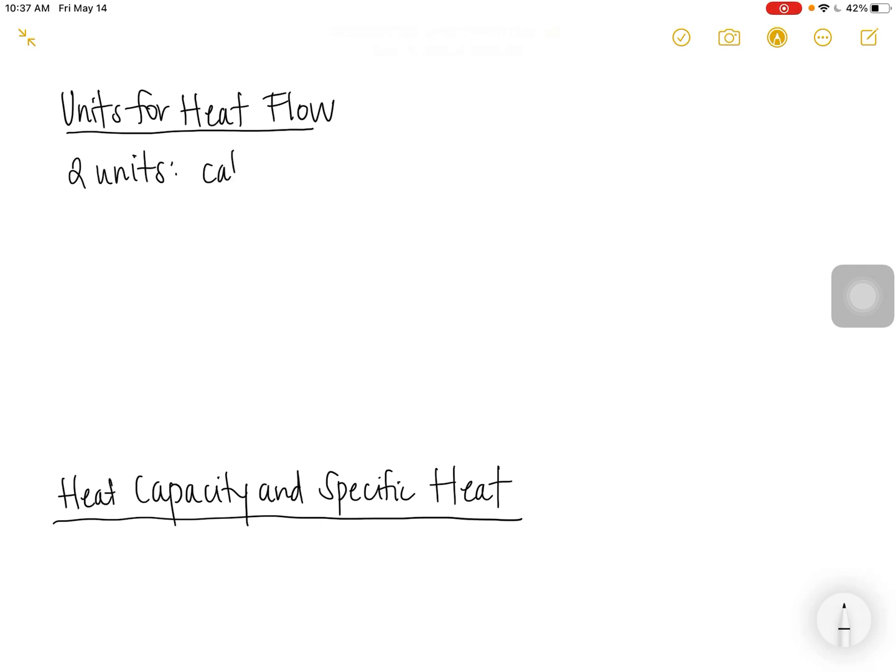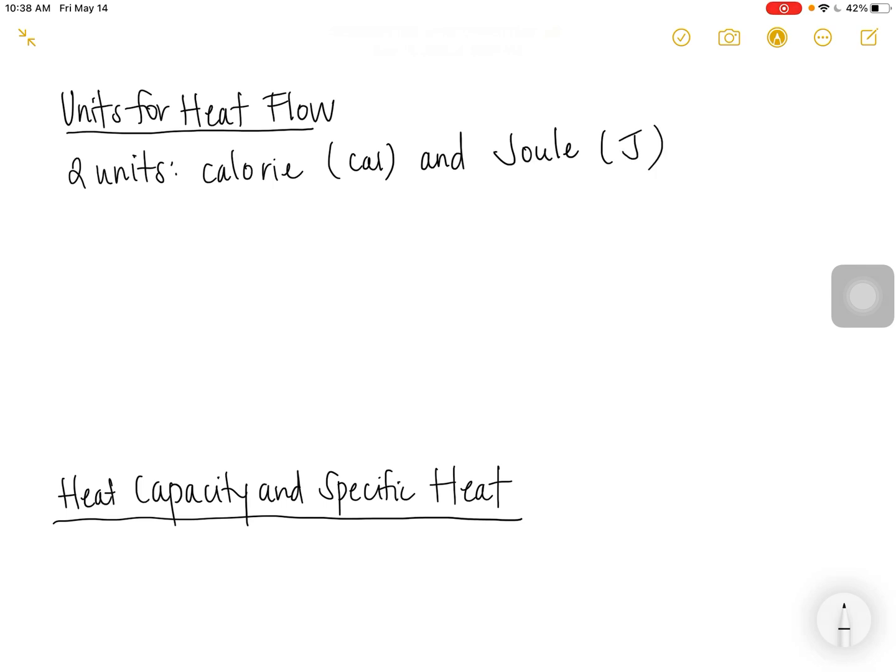The first one is the calorie, just like you're familiar with your candy bar wrapper saying so many calories. And calorie gets the abbreviation CAL. And the other one, which is the more common one that we will see with energy and heat, is the joule, and it gets the abbreviation capital J.